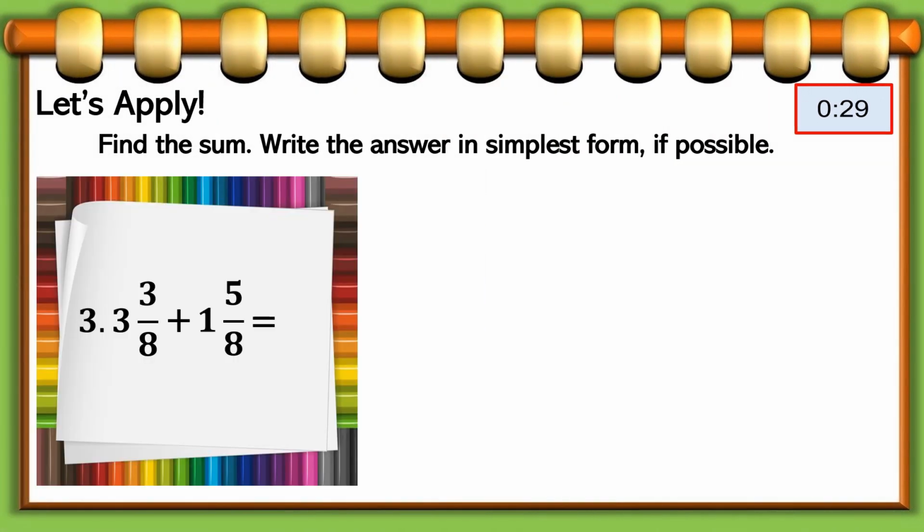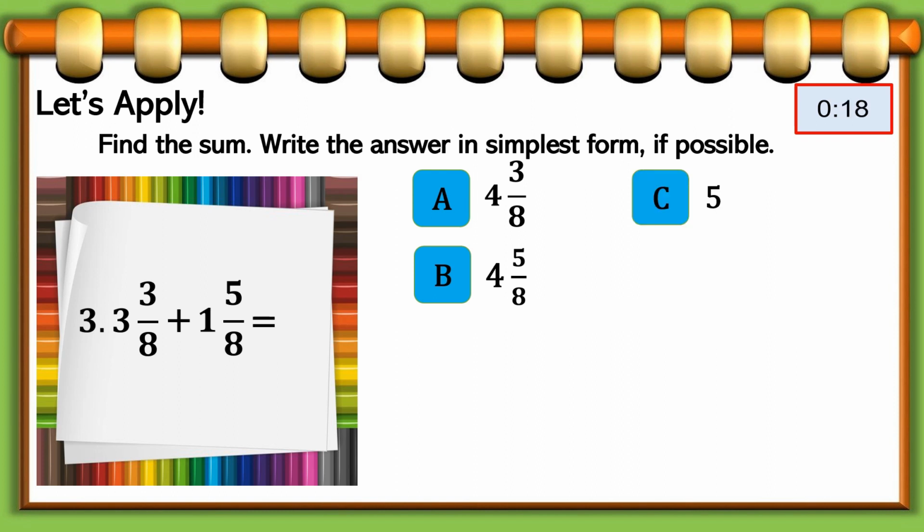Question number 3. 3 and 3/8 plus 1 and 5/8. A, 4 and 3 over 8. B, 4 and 5 over 8. C, 5. D, 5 and 3 over 8. If your answer is letter C, you are correct.